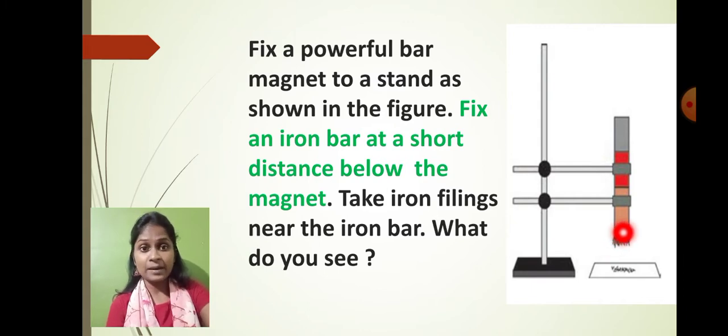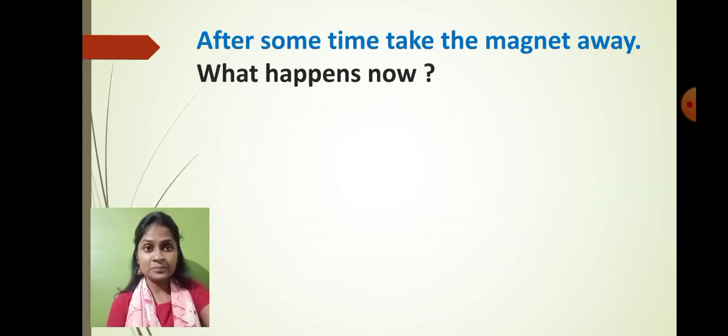But this iron bar is in contact with the magnet, right? So you can see that. So do one thing over here. After some time, take away the magnet. And then what will happen? When the magnet and the iron bar were in contact with each other, the iron filings stick to the iron bar.